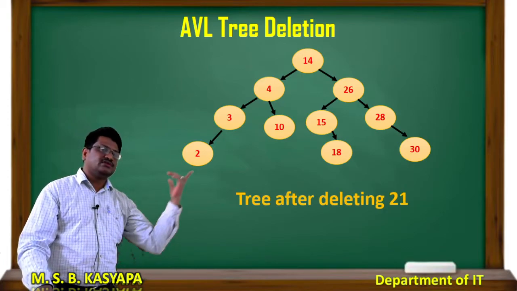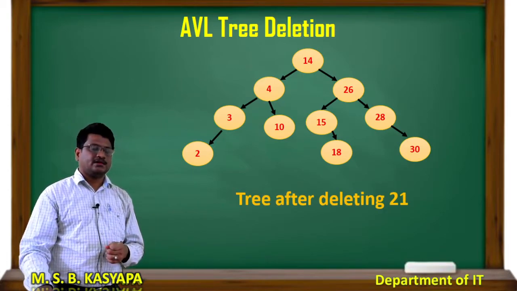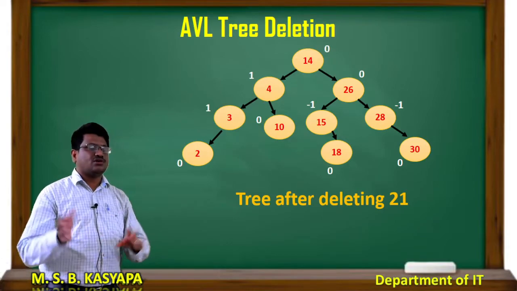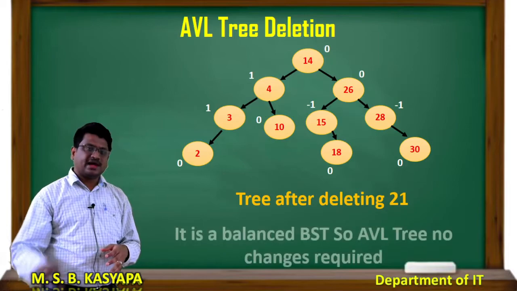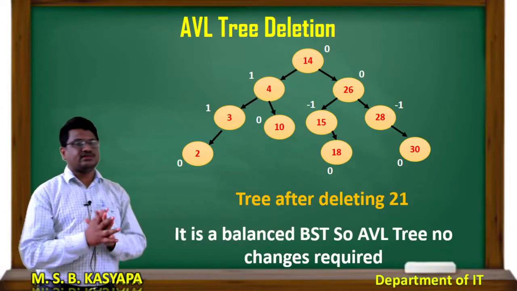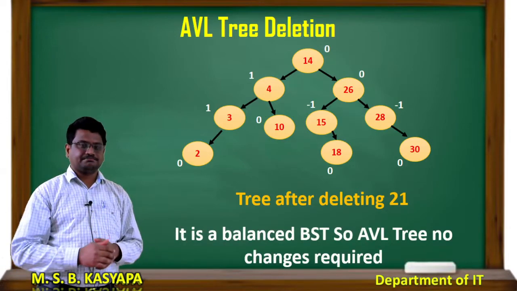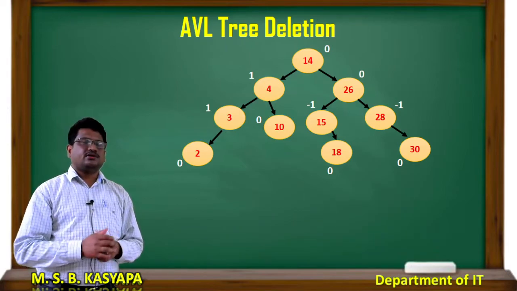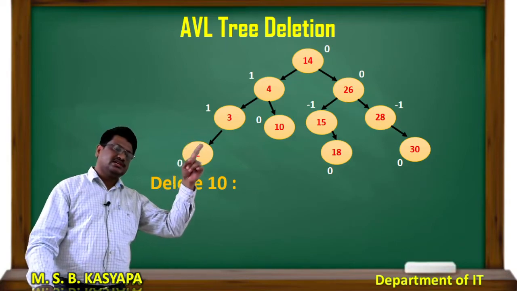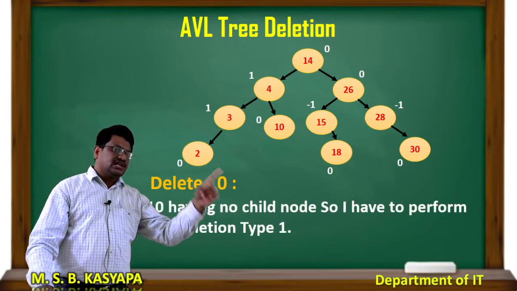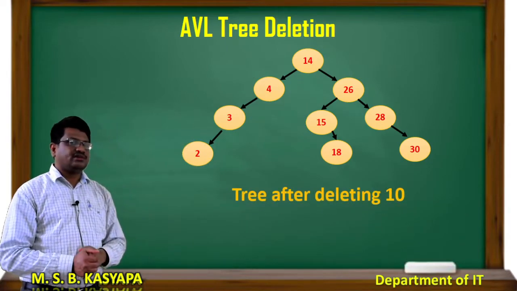After deleting 21, the tree should be like this. If I calculate the balance factor, all are 0 and -1, so there is no need of any changes. So it is a balanced binary tree, so it is an AVL tree, so there are no rotations required. Now again I want to delete 10. If I delete 10, here it is a leaf node, so I can directly delete the value. I have deleted the value.